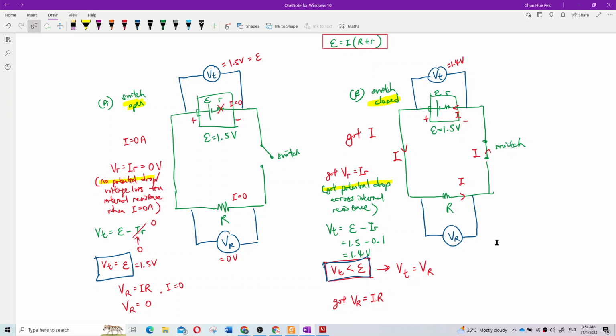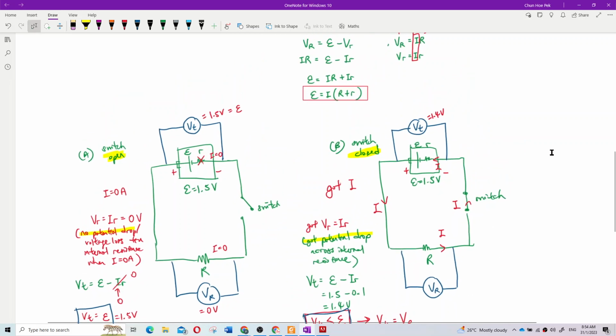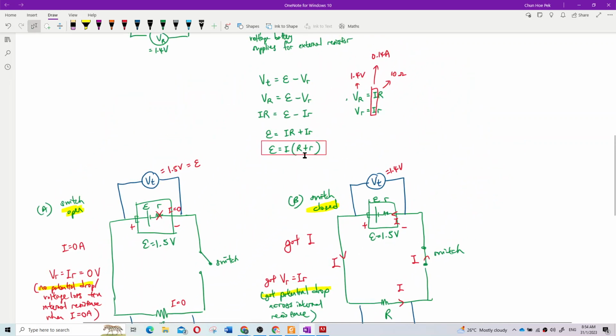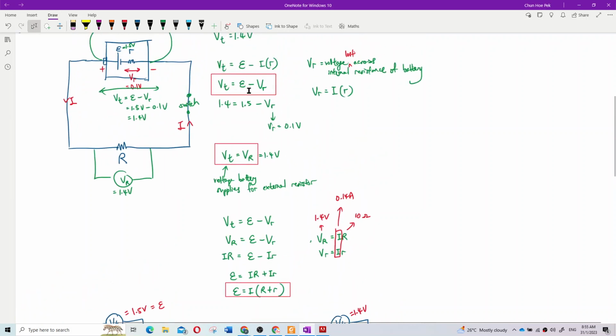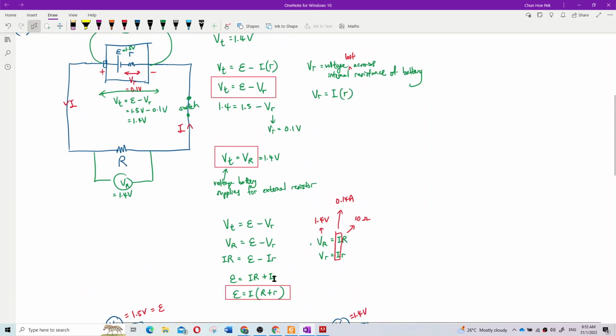Yes, sir. That's all for this subtopic. Actually, it's all very simple. Just this formula, E equals IR plus Ir, and then you rearrange the formula, the Ir, I small r, goes to the other side. That's how you get the terminal voltage formula. The I small r goes to the other side, so it becomes this formula, terminal voltage equals E minus Ir.